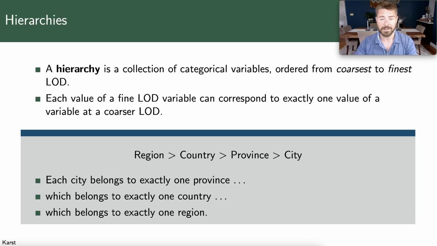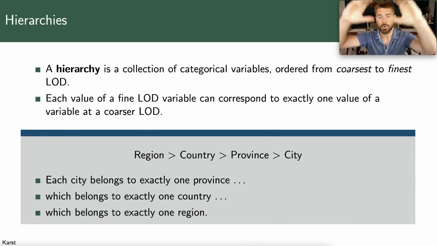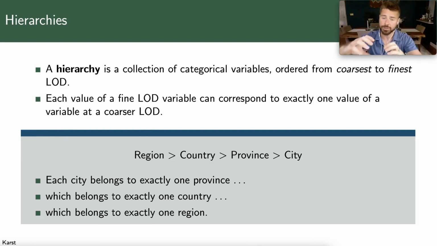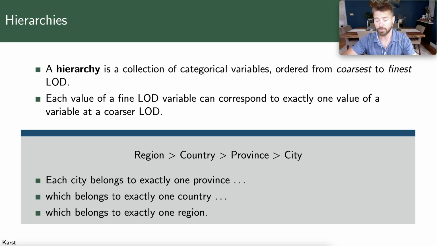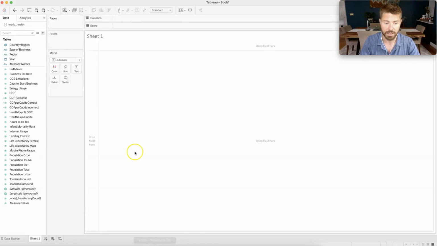The big idea is that for each finer level of detail, we can only have one coarser level of detail. For instance, one country can only belong to one region. Each province can only belong to one country. Each city can only belong to one province, and so on. In this way, we make a kind of pyramid, funnel, or chain, with the coarsest level of detail at the top and the finest level of detail at the bottom. So let's actually make one of those in Tableau.